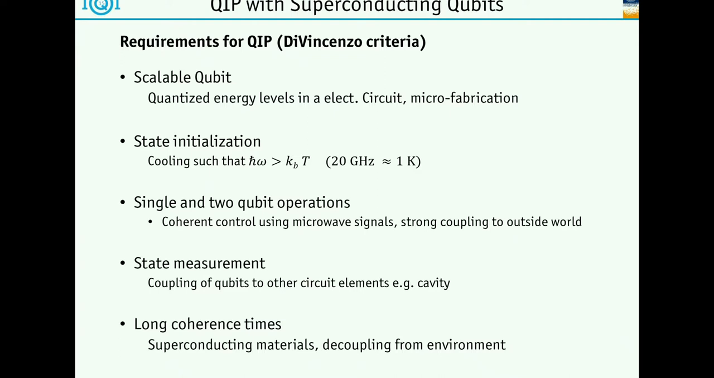In all of these points, I'll try to talk a little bit about how this is realized in detail with superconducting qubits. You already might see that there are some discrepancies here. I want to have a strong coupling to the outside world for the state measurement and the two-qubit operations, but then I want to really decouple it from the environment to get a long coherence time. So this really sounds like there's a contradiction here, but it turns out you just need clever engineering, clever physics to really do it right, and then it works.